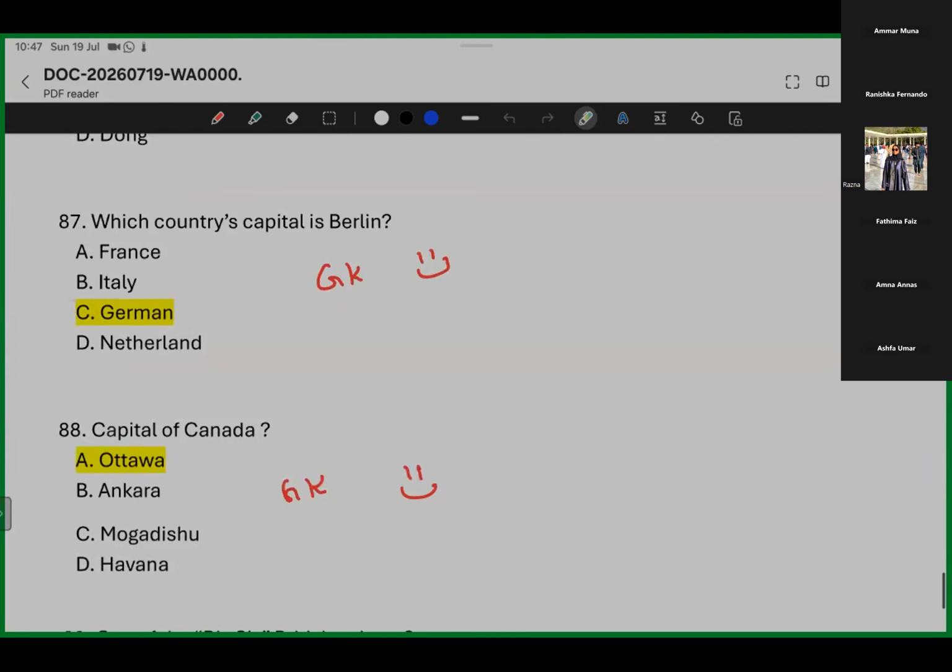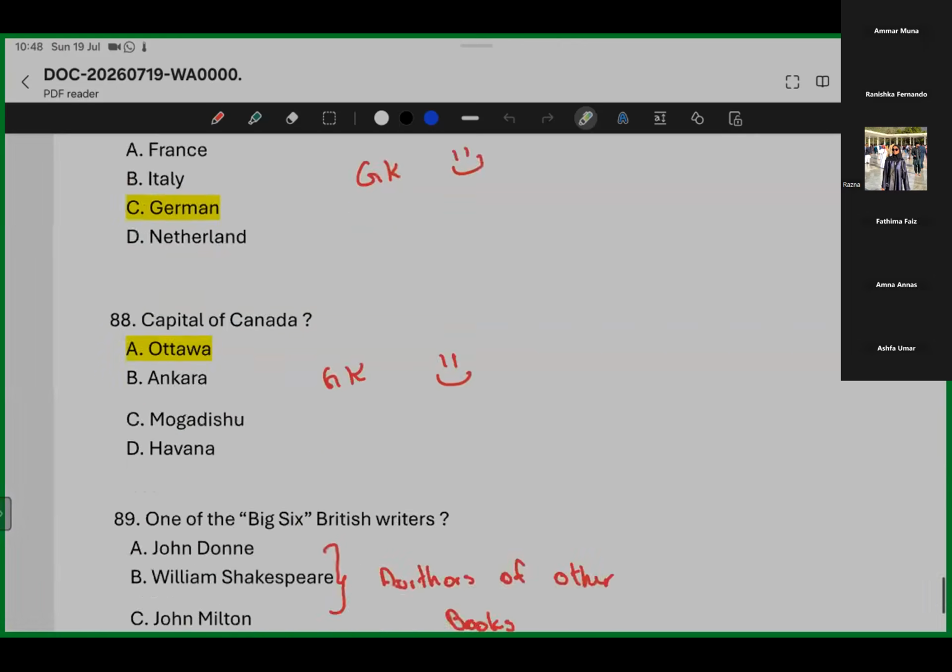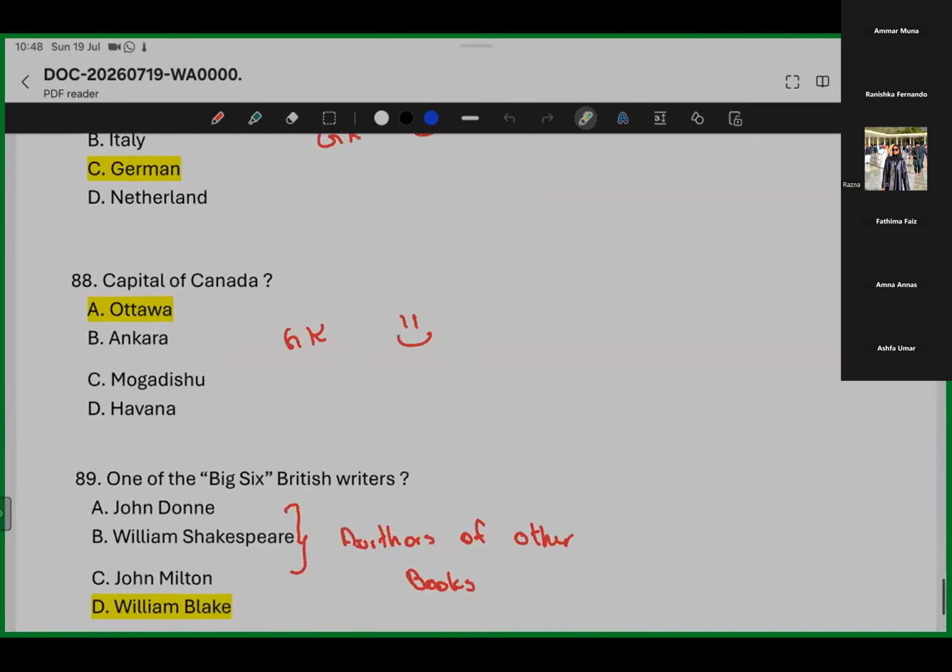And question 87, which country is the capital of Berlin? The answer is C, Germany. This is once again basic general knowledge. So please have a list of the countries and their capital cities as well, because similarly the next question is the very same, which is capital of Canada. The option is answer A.